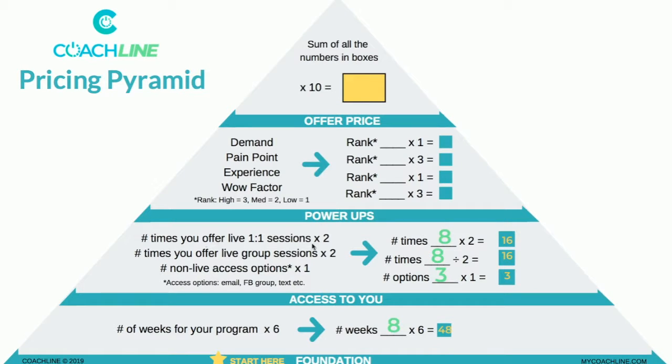Then number of times you offer one-on-one sessions, multiply that by 2. So again, if I'm doing an 8-week program, I'm probably going to hop on a phone call with my clients one-to-one once a week. So that's going to be 8 times multiplied by 2, and that's going to give me 16 points. So far we've completed your foundation, like what's your base program price if you had nothing else. Access to you, we've just completed just now. So we're tallying the points for how much access does your client have to you.